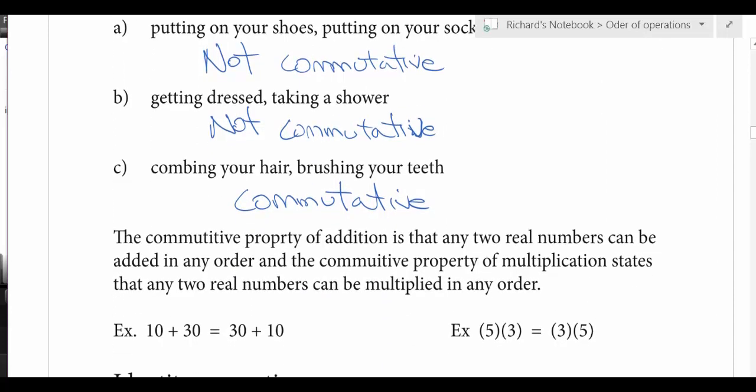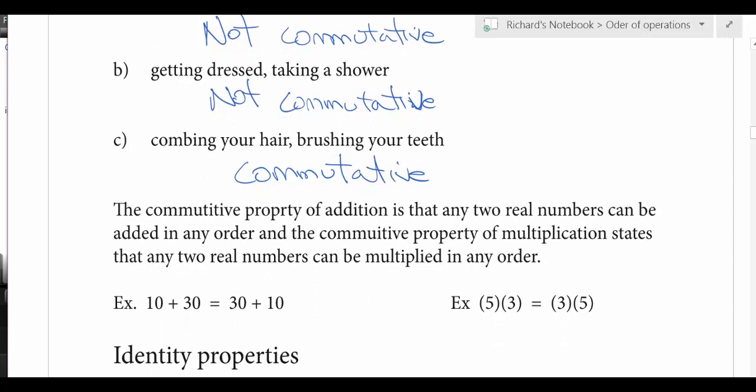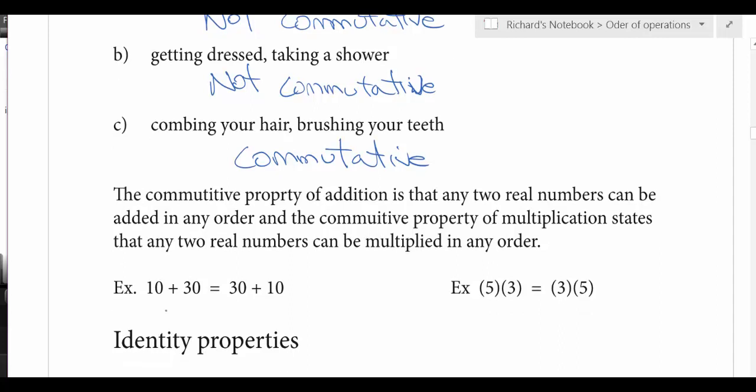And so the commutative property of addition is that any two real numbers can be added. You can add them in any order. Same for multiplication. You can multiply in any order. So 10 plus 30 is the same as 30 plus 10. Or 5 times 3 is the same as 3 times 5.